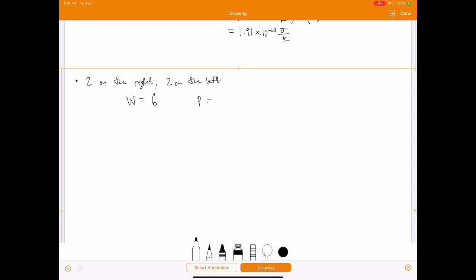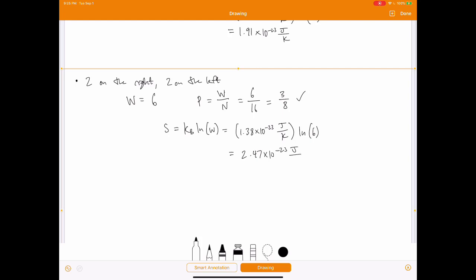So what's the probability of this? You'll have W divided by N, which is 6 over 16, so 3 over 8. What's the entropy? k_B times natural log W. So we have 1.38 × 10^-23 joules per Kelvin, multiplying natural log 6. So what does that work out to? 2.47 × 10^-23 joules per Kelvin.